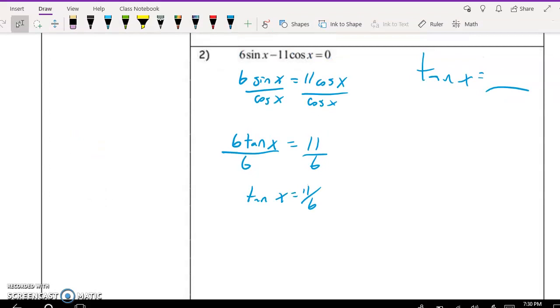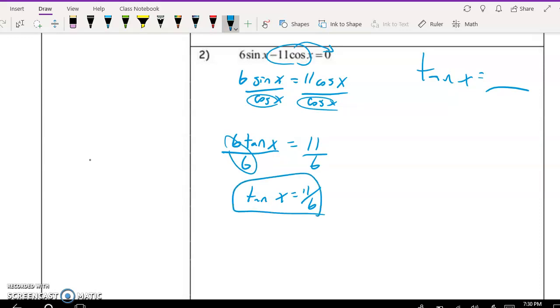Okay, so this was my process. So I just moved that 11 cosine of x over and divided it and got tangent. And then I took this 6 and divided it and ended up with this. So now I'm going to just do what we have been doing. So tangent inverse. And go ahead and take it from there.